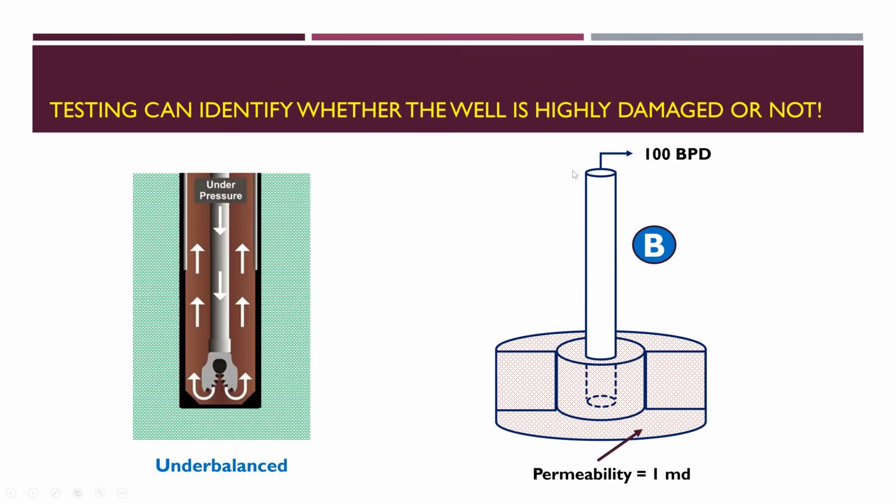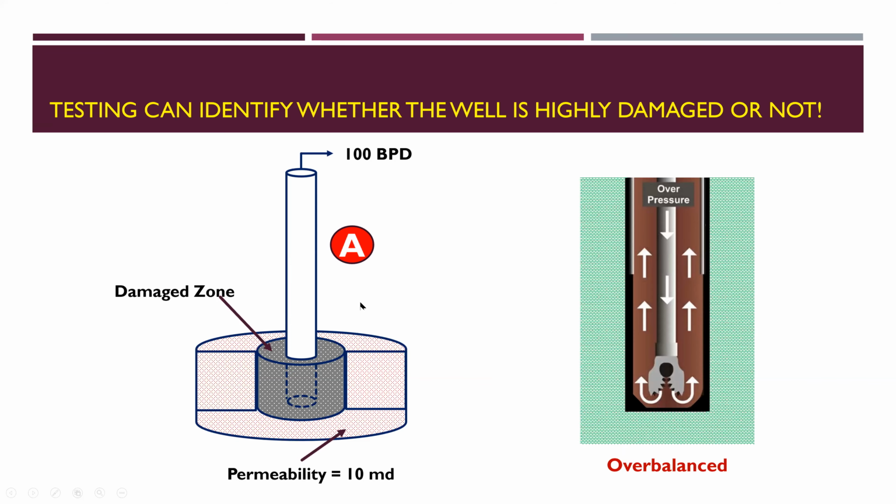Well B is not affected and is producing at its real potential because there is no damage. It could be that it has been drilled with an underbalanced technique. However, the other one was most probably drilled with what we call an overbalanced technique. That means the pressure in the wellbore is greater than the formation pressure, so we are expecting fluid losses.